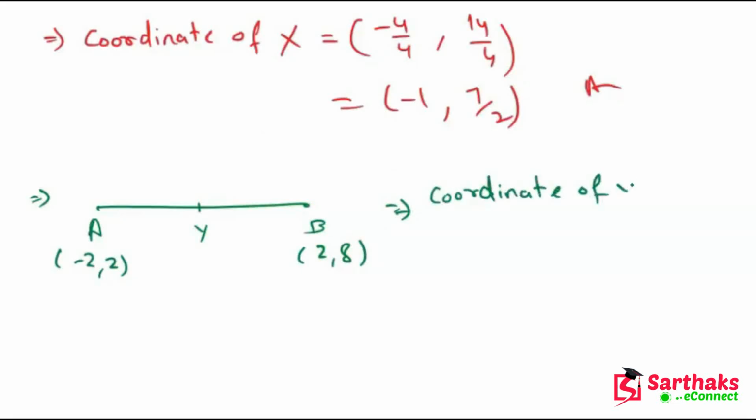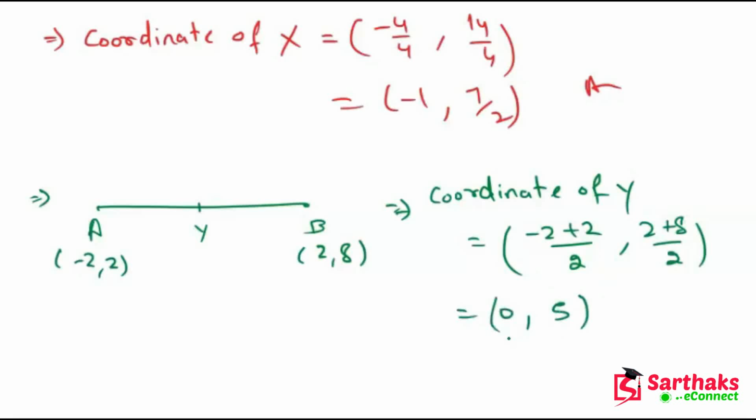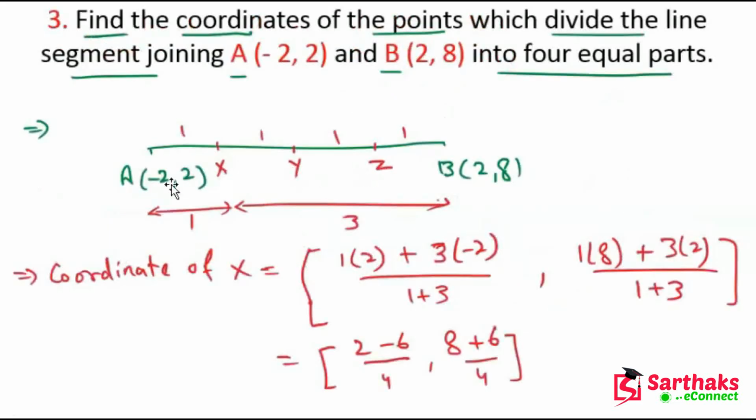So we can easily find the coordinate of y is equal to x1 plus x2 divided by 2. So this will become minus 2 plus 2 divided by 2, and here 2 plus 8 divided by 2. So this will become 0 and this will become 5. So the coordinates are 0 comma 5. I hope, my dear friend, you understand these questions. So now we have to find the coordinates of z. So let's find that.